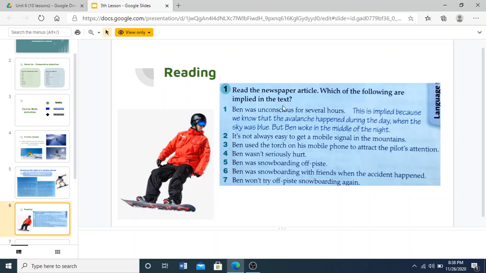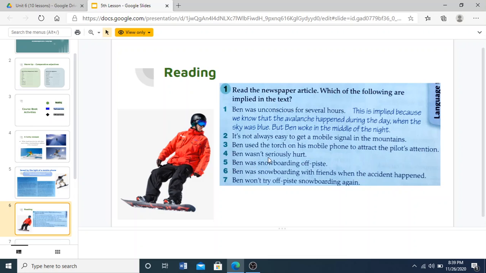So, Ben was unconscious for several hours. Is this implied or not? Yes, it is implied because we know that the avalanche happened during the day when the sky was blue, but Ben woke in the middle of the night. So we answer this other question. It's not always easy to get a mobile signal in the mountains. If this is implied, then answer how you know it is implied. 3. Ben used the torch on his mobile phone to attract the pilot's attention. Is this implied or not? You explain.